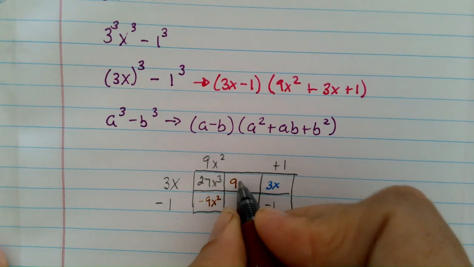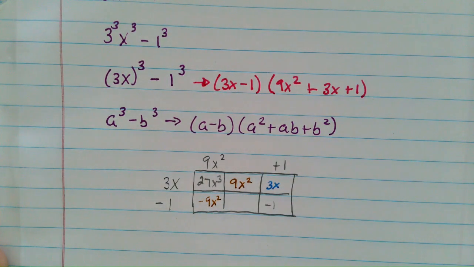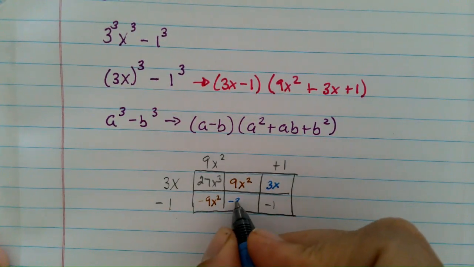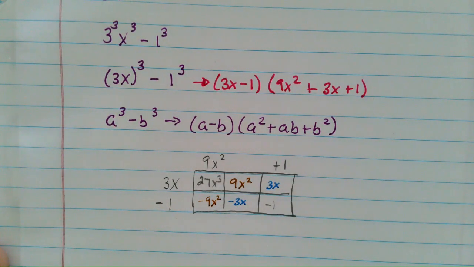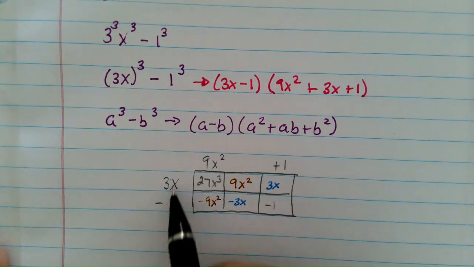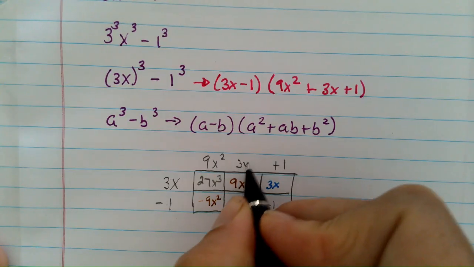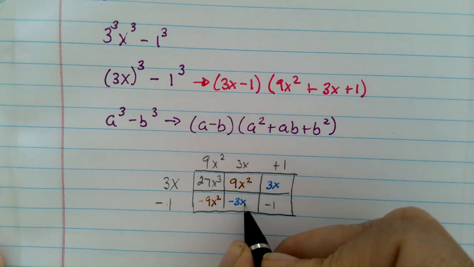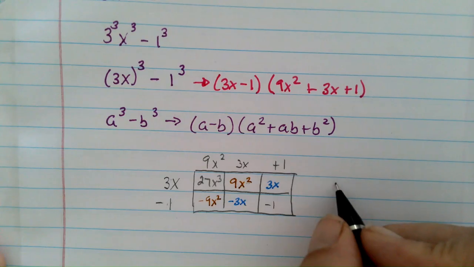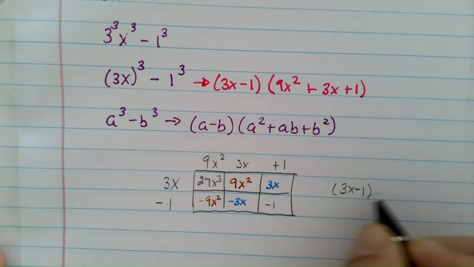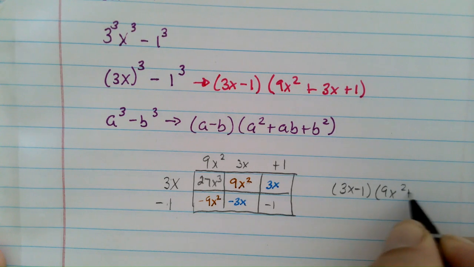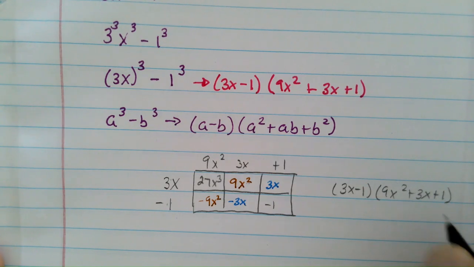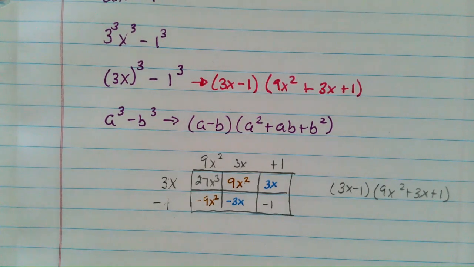So this would be a positive 9x squared, and this would be a negative 3x. And then because of that, we can see that if I were to take these two things and multiply them by 3x, I would get these two things. And now I can see my 3x minus 1 and my 9x squared plus 3x plus 1 without utilizing the rule at all. So utilizing that Punnett square type grid, just expanded, really gave me that option.